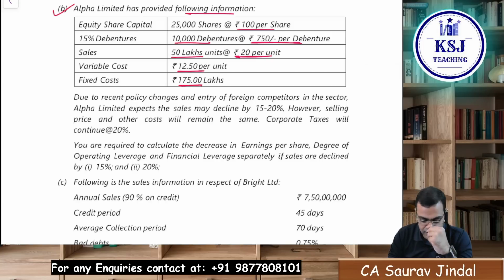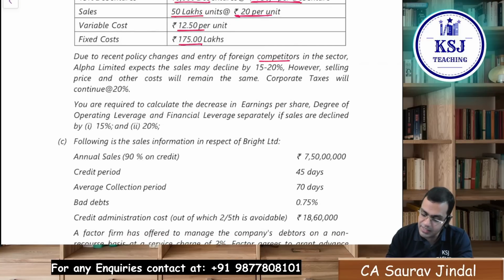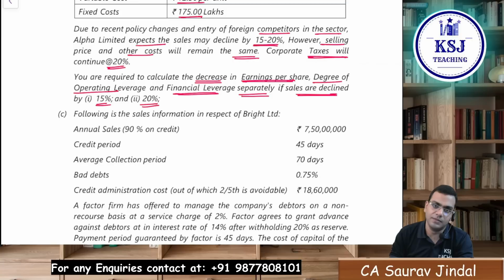Okay, sir. Due to the recent policy changes and the entry of the foreign competitors in the sector, Alpha Limited expects the sales may decline by 15 to 20%. However, the selling price and other cost will remain the same. Corporate taxes will continue at 20%. You are required to calculate the decrease in earnings per share, degree of operating leverage and financial leverage separately if the sales are declined by 15% and 20%.